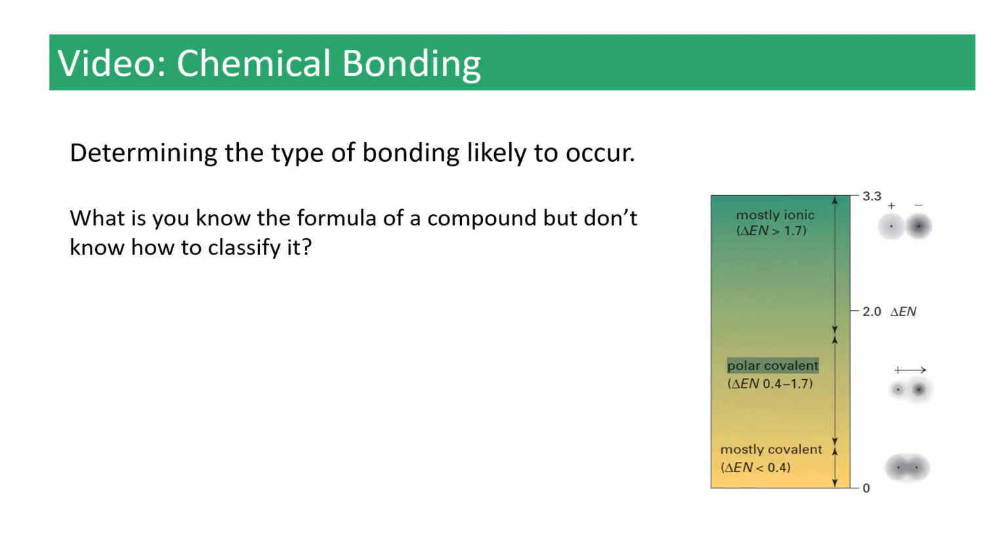This chart will help you determine the type of bonding likely to occur. What you need to know is the formula of the compound, and this will help you to classify it. Use electronegativities.